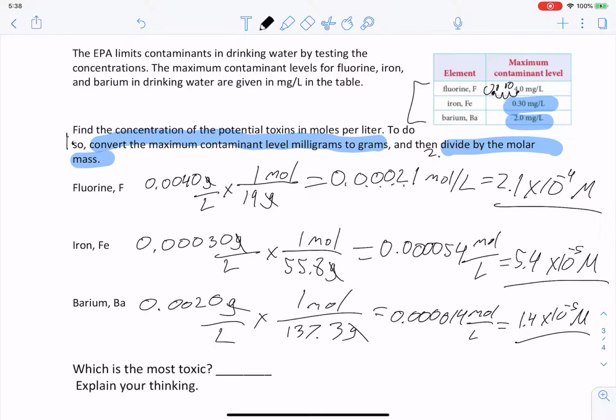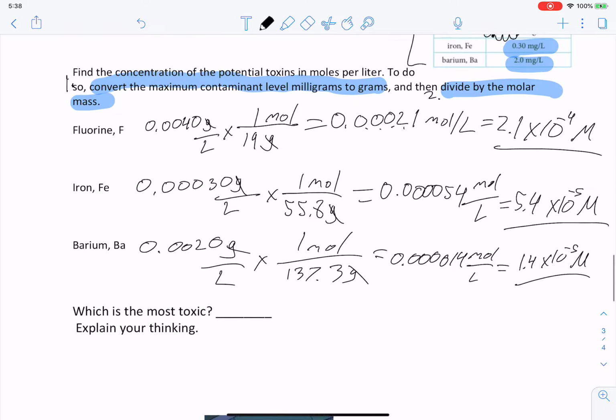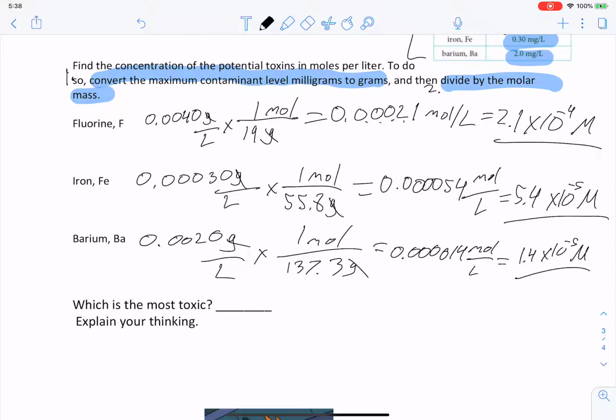All right, so we have these three numbers now, and we want to be able to apply these to different types of questions. So to scroll down here, which is the most toxic? For this, we actually want to think about which number is the smallest. And if we look at these three, I know it's kind of hard to see with the scientific notation, but barium is actually going to be the smallest number. We can see that once they're all written out. Okay, so barium's our smallest.